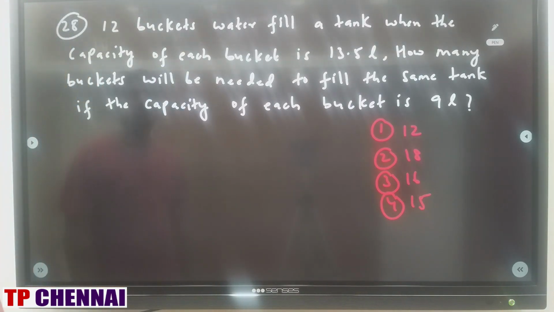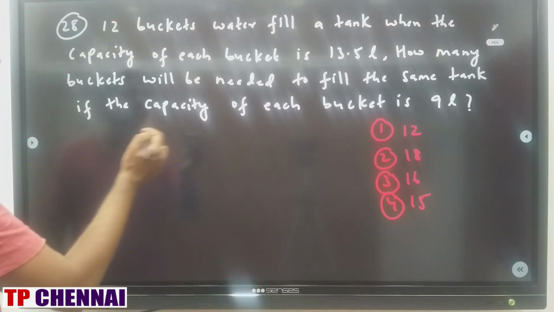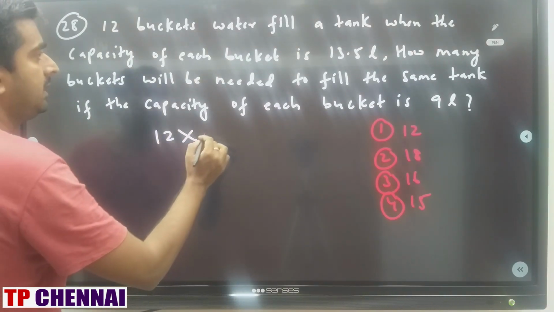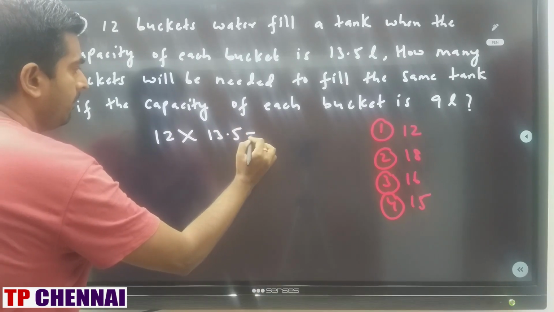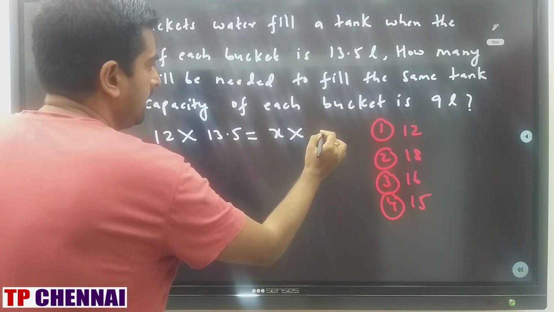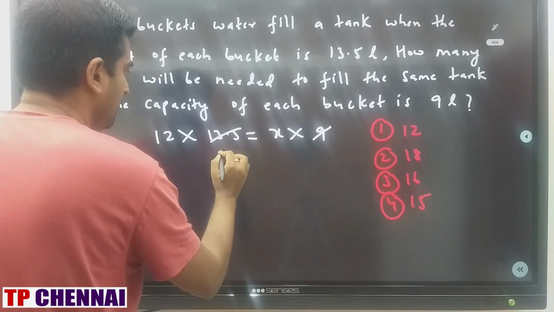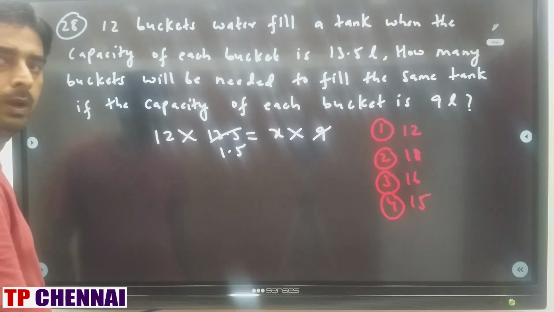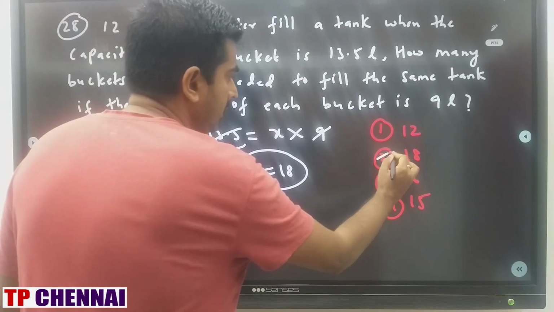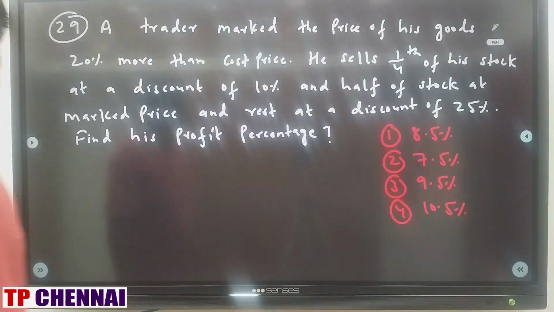Now we'll see 28th one. 12 buckets of water fill a tank when the capacity of each bucket is 13.5 liter. How many buckets will be needed to fill the same tank if the capacity of each bucket is 9 liter? Chain rule concept. So 12 buckets of water fill a tank when the capacity is 13.5. Now they need how many buckets to fill it? 9 liter. So 9, 1.5. 1.5 into 12, what is the answer? 18 liter. My answer is second option. So I hope you are clear with 28th one.